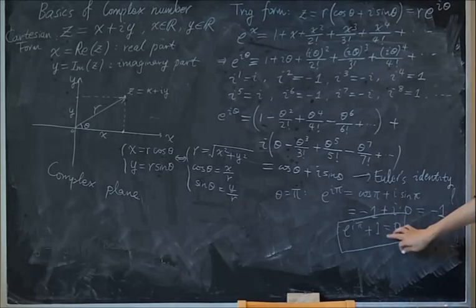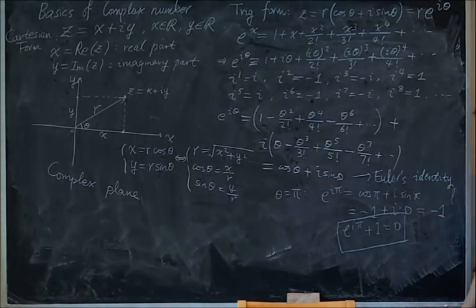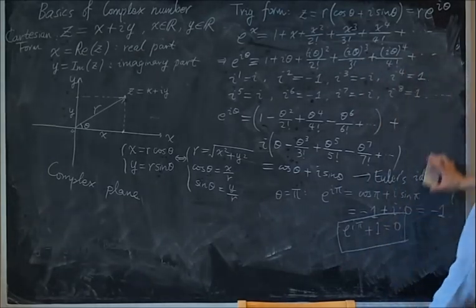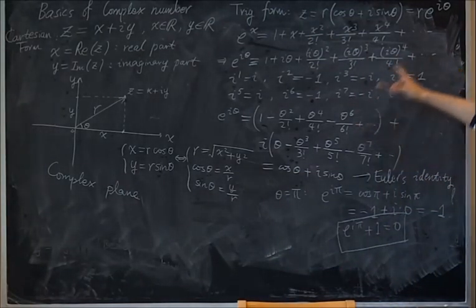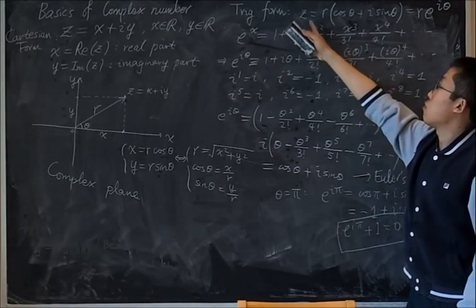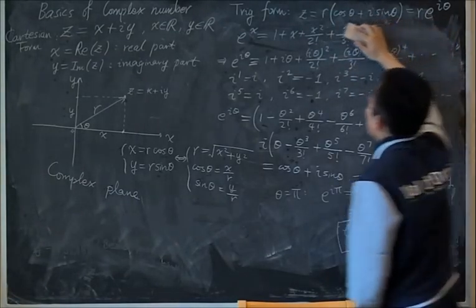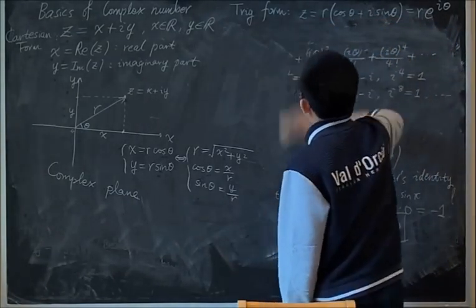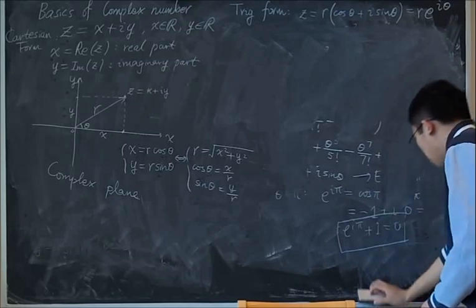Some people will refer to this. Okay? Right. So for this very important identity, we can just write the trig form in this way. And for this form, we're going to give it another name, which is called the polar form.